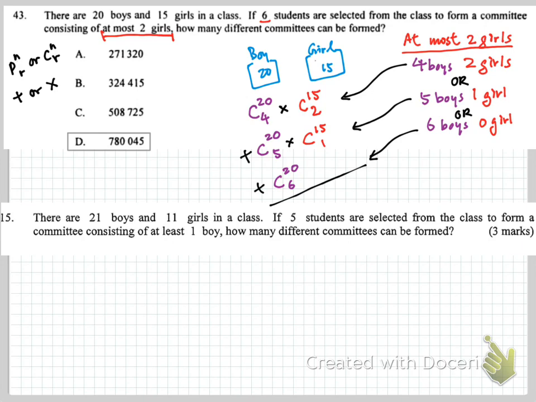Now, at the bottom of the page, there is a very similar question. There are 21 boys and 11 girls in a class. If 5 students are chosen from the class to form a committee consisting of at least 1 boy. Once again, the keyword is at least 1 boy. So what does that mean? That can be 1 boy, 2 boys, 3 boys, 4 boys, and 5 boys.